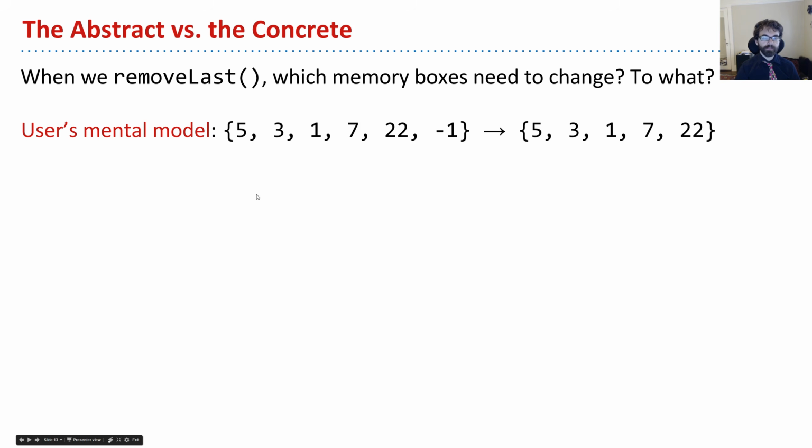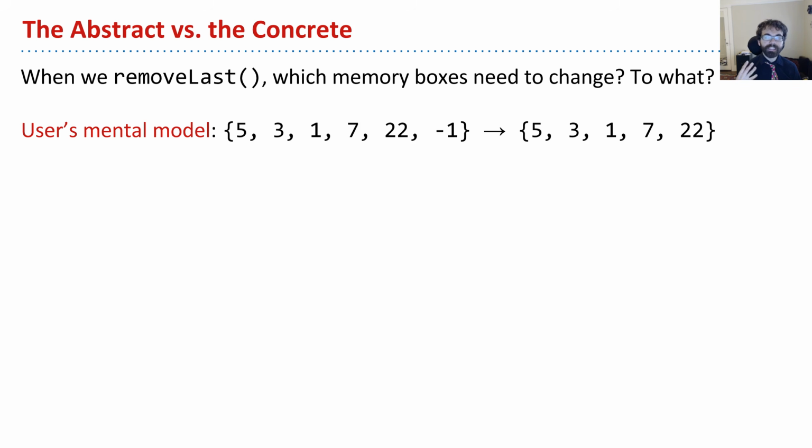So let's imagine the user has inserted, as far as they're concerned, 5, 3, 1, 7, 22, and then finally they called add last minus 1. They built this list. So this is more or less what the user's thinking about. Okay. Now the user calls remove last, and what do we expect? Well, we expect that minus 1 goes away. That's the mental model that they're thinking about.